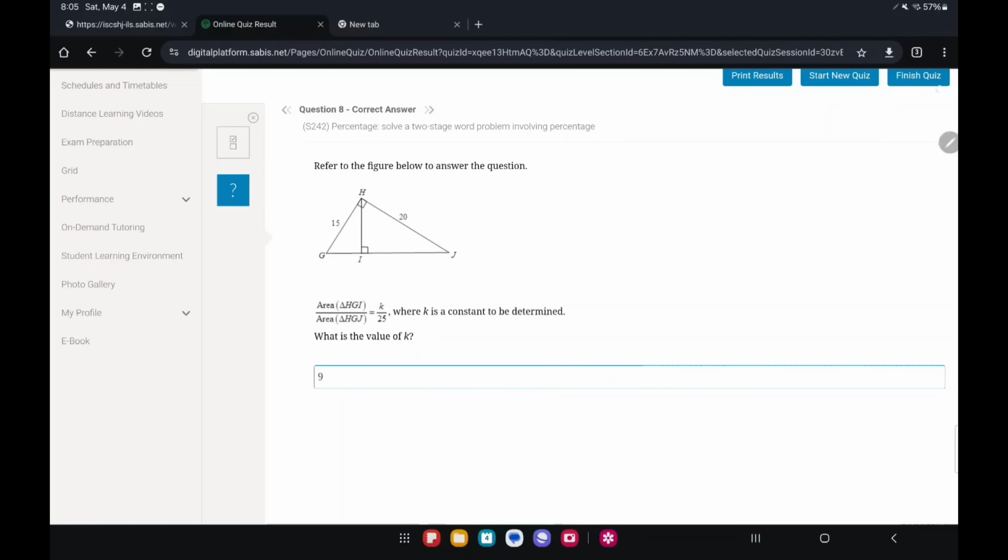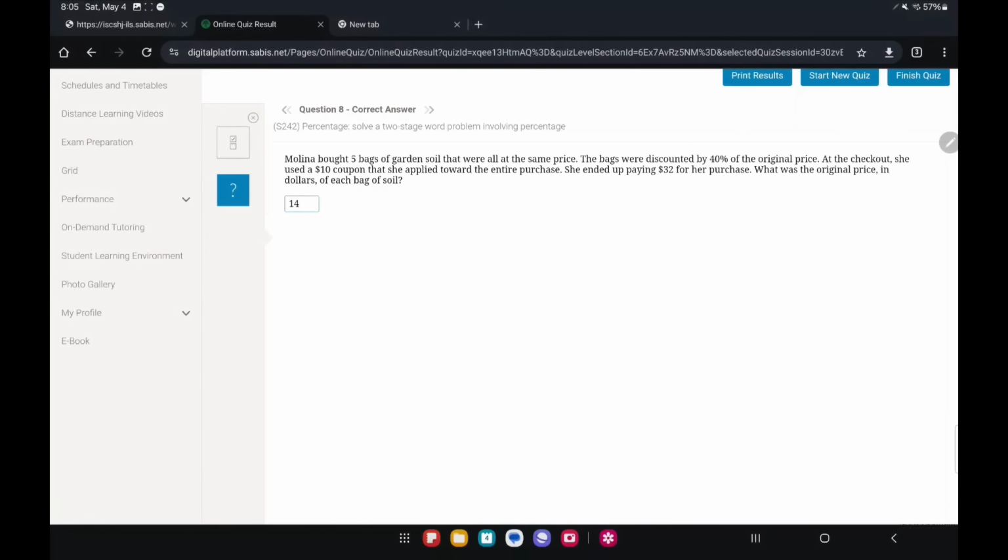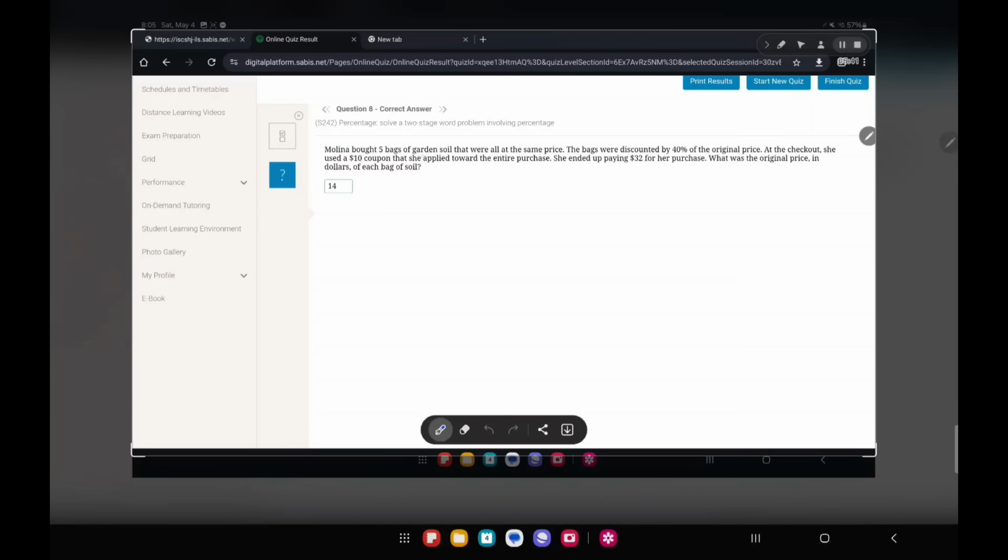Question 8. Mohreena bought 5 bags of garden soil that were all at the same price. So let's call the price X. The bags were discounted by 40% of the original price. At checkout, she used a $10 coupon that she applied towards the entire purchase. She ended up paying $32. What was the original price of the bag?